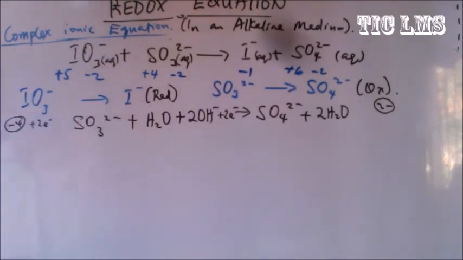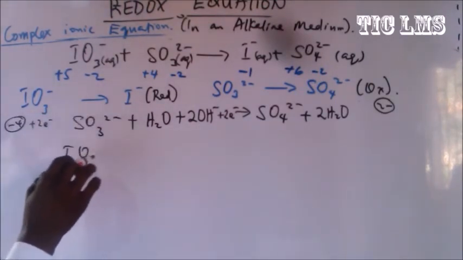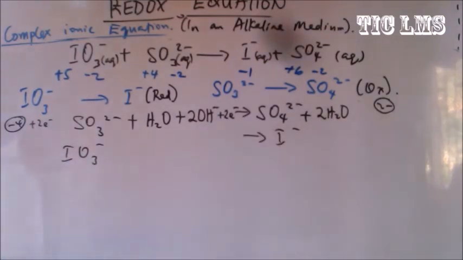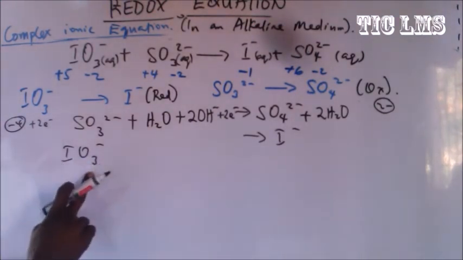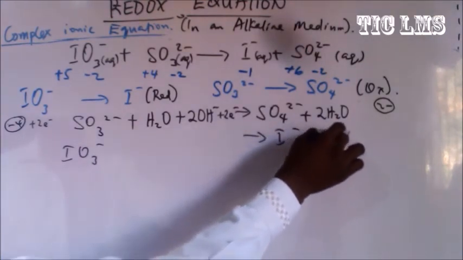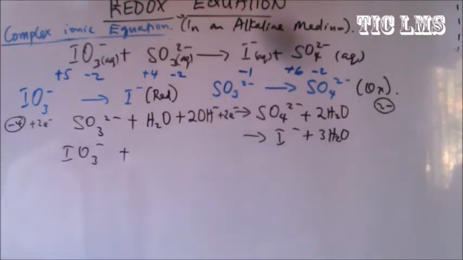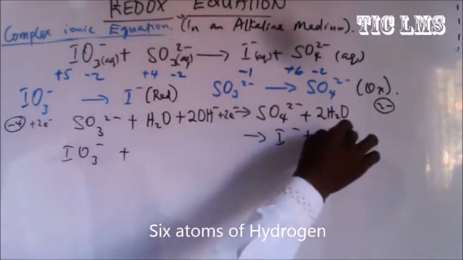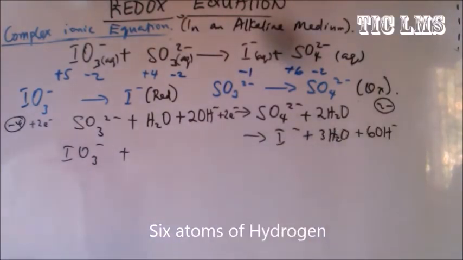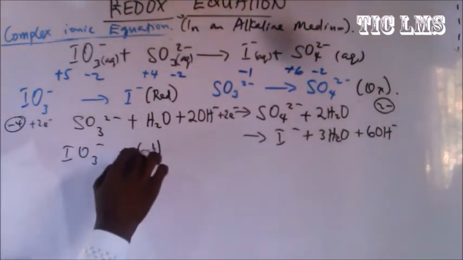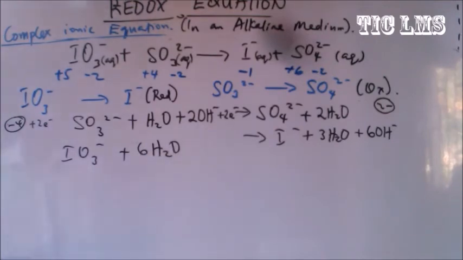Then we move on to the reduction equation, where we have IO3 minus, which gives I minus. We have 3 atoms of oxygen here, and we have none here. So that will lead to the introduction of 3 molecules of water. Because we have 3 molecules of water here, we have 3 times 2, that's 6 atoms of hydrogen. So because of that, we have 6 OH minus over here. And then because we have 6 OH minus, we'll introduce 6 molecules of water on this side.